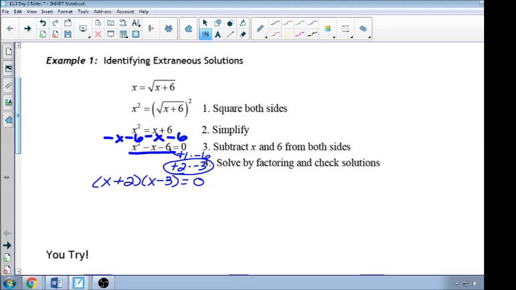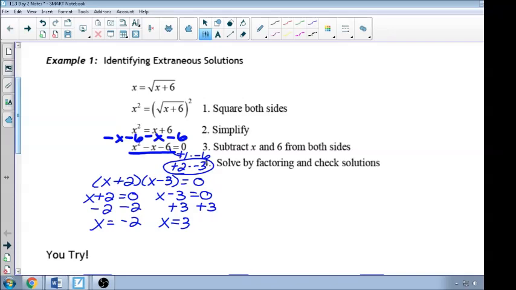At this point, what I want to use is the zero product property. So I'm going to take x plus 2, set it equal to 0, and x minus 3, set it equal to 0. I can subtract 2 from both sides, so x equals -2. I can add 3 to both sides, so x equals positive 3. All of that is review. We've factored before, and we've solved using factoring before.